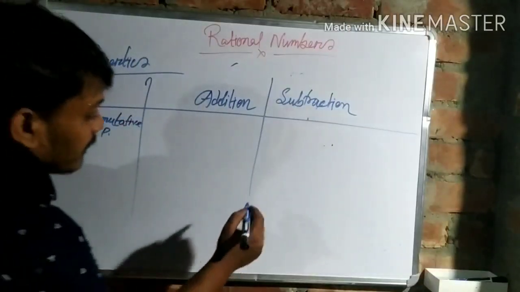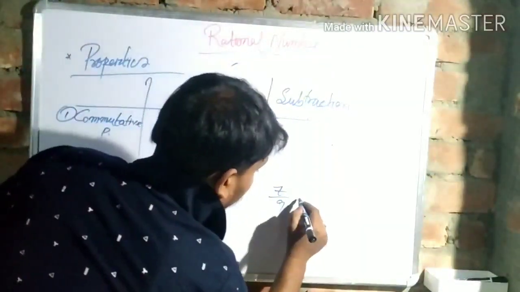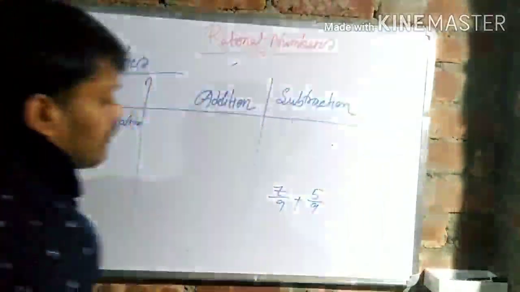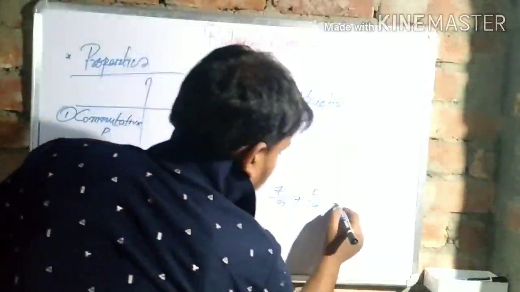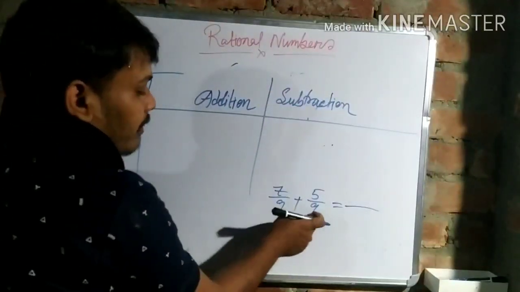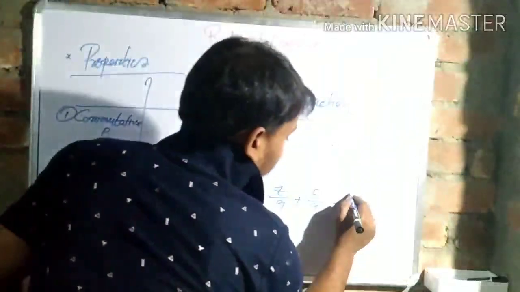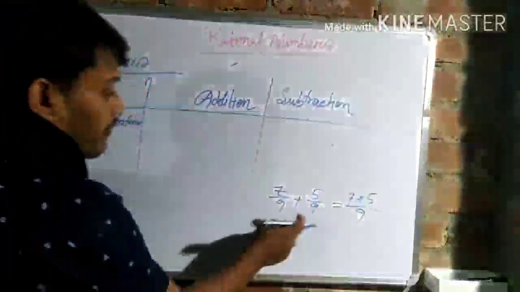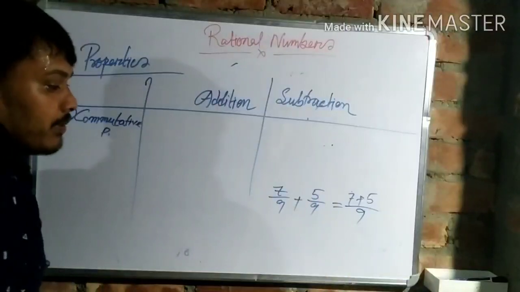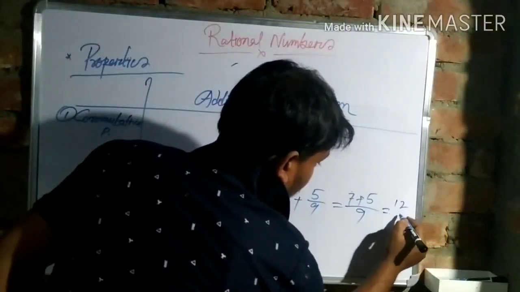For example, take any two rational numbers, 7 by 9 plus 5 by 9. If we add them, what is the result? Here the denominator 9 is the same, and when the denominator is the same, there is no need to find the LCM because the LCM is 9. We simply write 9 and add 7 and 5. Because 9 divided by 9 is 1, and 1 times 7 is 7. So the value is 12 by 9.